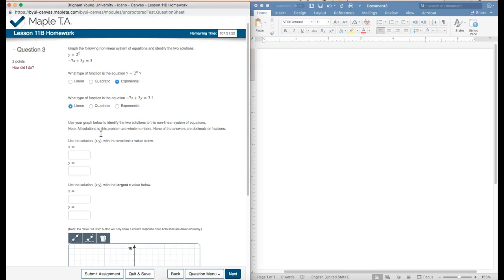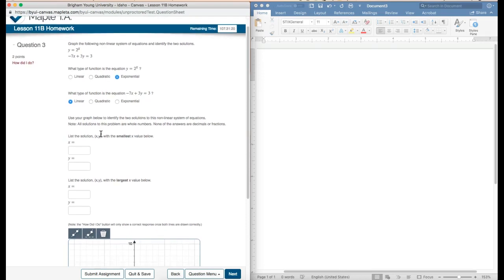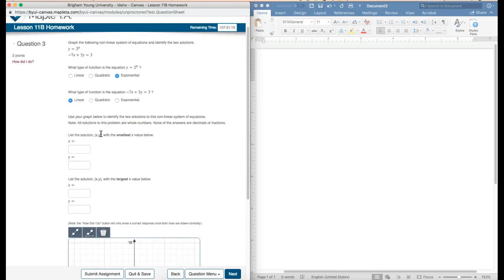The next one says, use the graph below to identify the two solutions of this nonlinear system of equations. Note all solutions to this problem are whole numbers, and none of the answers are decimals or fractions, which is nice and probably the case for most of your homework. So we're going to try and be really specific as we graph this. We're going to graph the first one, y equals 2 to the x.